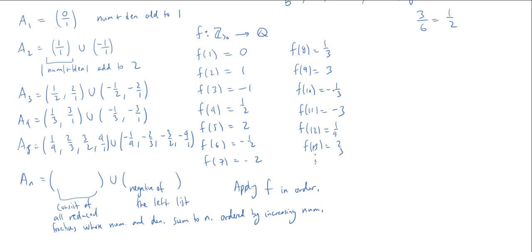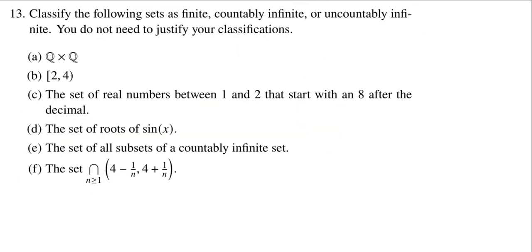Okay, let's move on to problem number 13. In problem number 13, we're asked to classify 6 different sets as being finite, countably infinite, or uncountably infinite. So let's see. The first one is the Cartesian product of 2 copies of the rational numbers. And we know each one of these, I'll just abbreviate here as CI, is countably infinite.